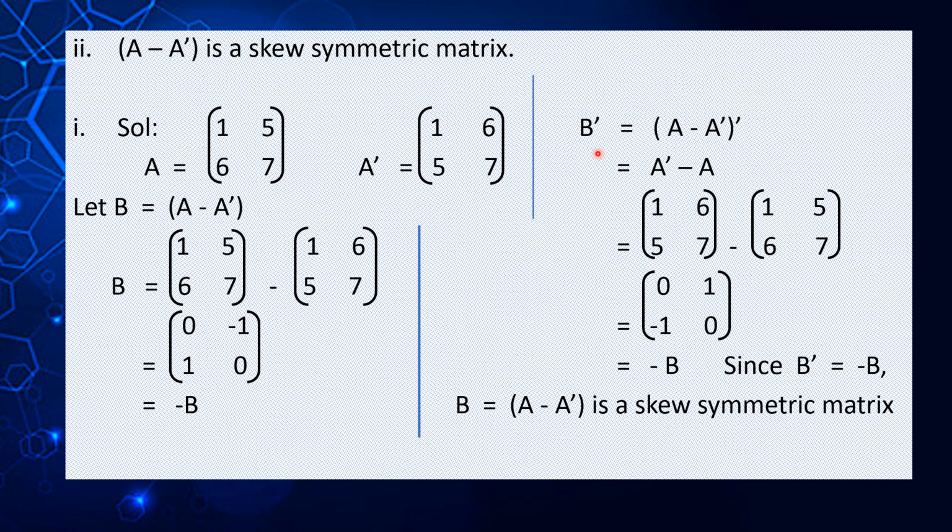Now consider B transpose is equal to the transpose of A minus A transpose, which is equal to A transpose minus A, which would give us [1, 6; 5, 7] minus [1, 5; 6, 7], which is equal to [0, 1; -1, 0], which is equal to minus B. Since B transpose is equal to minus B, B equal to A minus A transpose is a skew symmetric matrix.